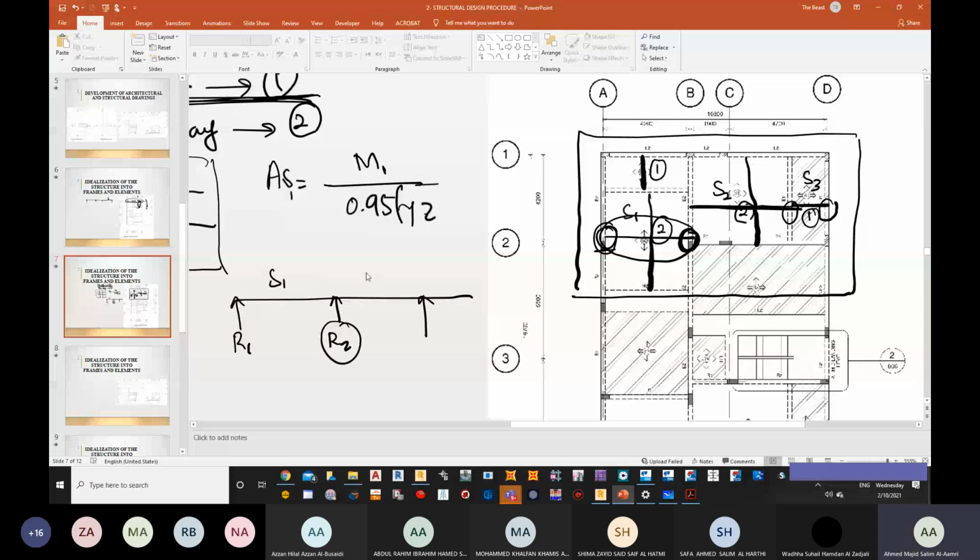Are we clear? Are we clear on how to draw the free body diagram for the slab? So the same concept, the only thing that you need to understand is the one way and two way. And later on, if you know how to draw the free body diagram, it's going to be easy for you to draw the bending moment diagram and accordingly design your slab.